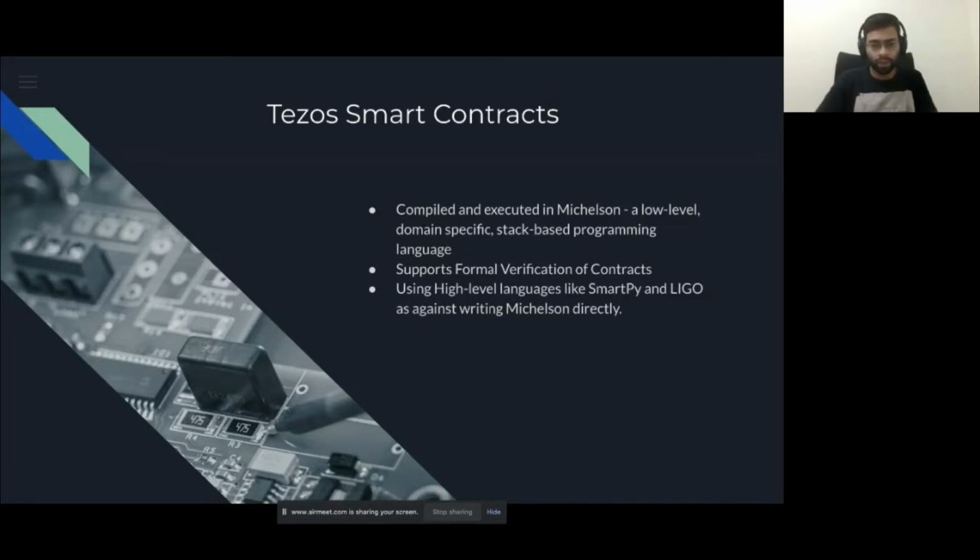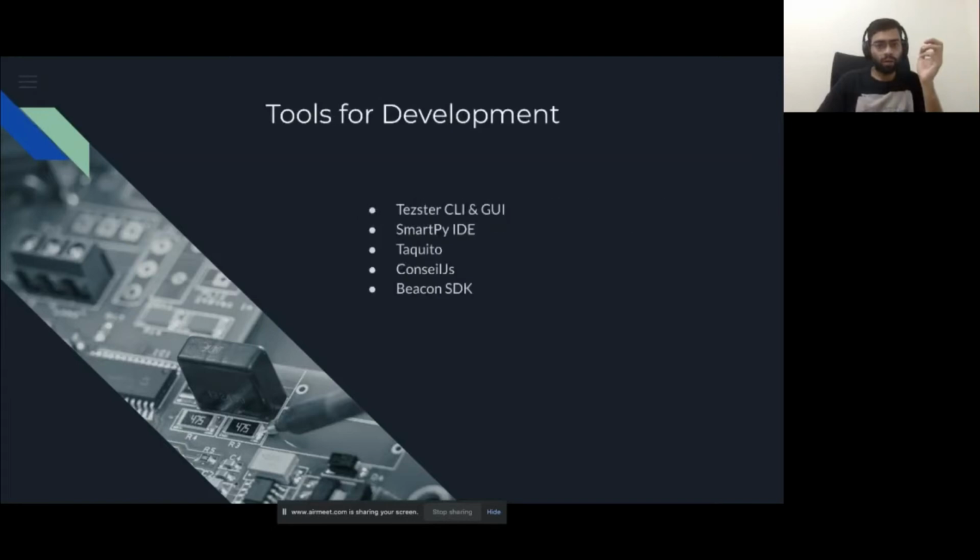And the third and the most important point is that since Michelson is a very low-level and stack-based programming language, it is not very easy for a lot of developers to use. Therefore, some languages like SmartPy and LIGO, which are high-level languages, exist to make life easier for developers like ourselves. So you can write code in SmartPy, which is like a Python library. You're going to touch upon it. And LIGO compiles to Michelson. So that's an advantage.